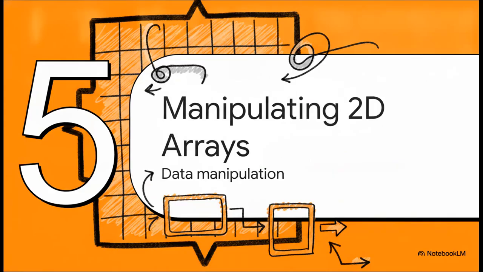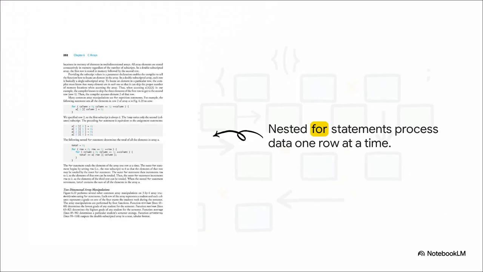All right, Section 5, Manipulating 2D Array Data. The absolute ultimate tool for navigating a 2D array is the nested for loop. It's like a superpower. The way it works is by handling the data one row at a time. The outer for loop dictates the row, and the inner for loop dictates the column. It holds the row constant at 0, totally iterates through every single column in that row to add the values up, and then the outer loop increments the row to 1.